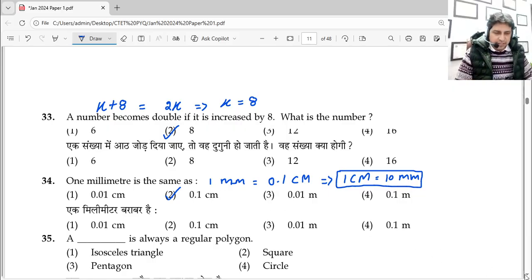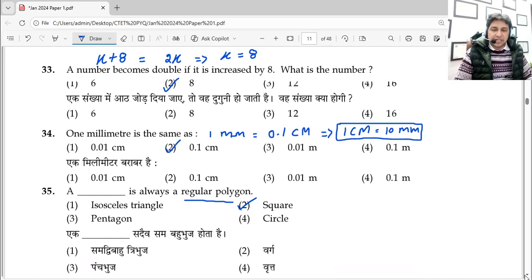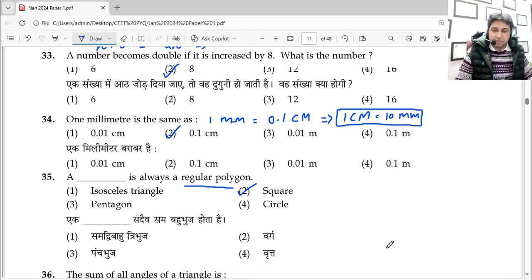The next question says a dash is always a regular polygon. Regular polygon means all the sides are equal and all the angles are equal. Isosceles triangle, only 2 sides are equal. Square, all the 4 sides are equal and all the angles are also equal. That is a regular polygon. Pentagon means having 5 sides, but it is not given whether it is regular or not, so the answer is going to be square.